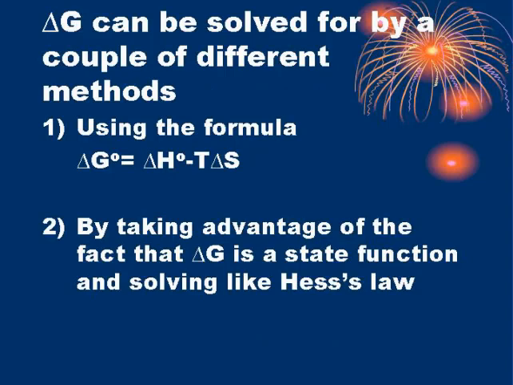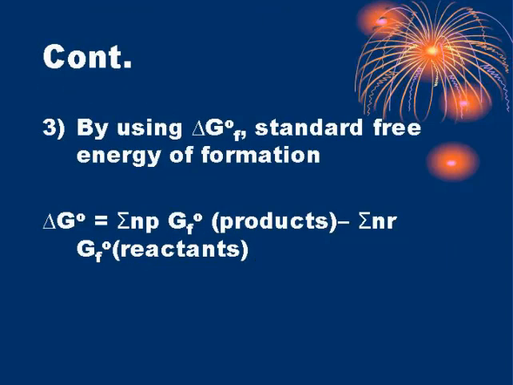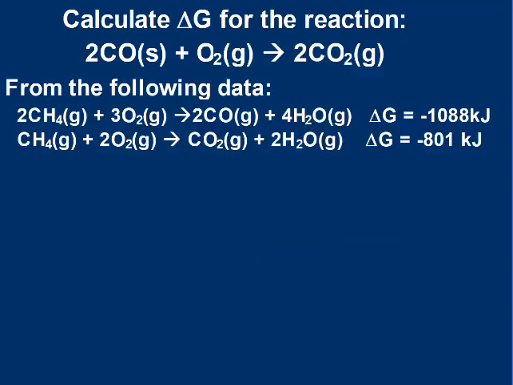We can solve for delta G by a couple of different methods. We can use number 1, which we've been using. We can also take advantage of the fact that delta G is a state function and solve it like Hess's law, just like we've done for delta H and delta S. And we can also use delta G of formation by doing our products minus our reactants. So the sum of the moles of our products minus the sum of the moles of our reactants.